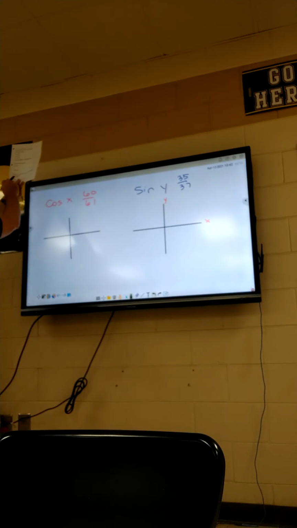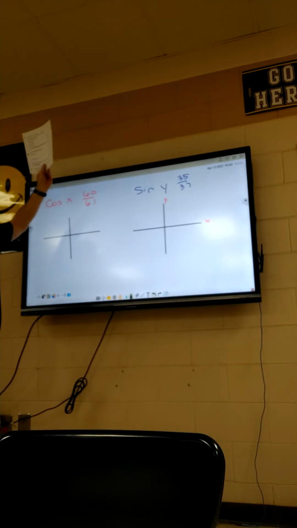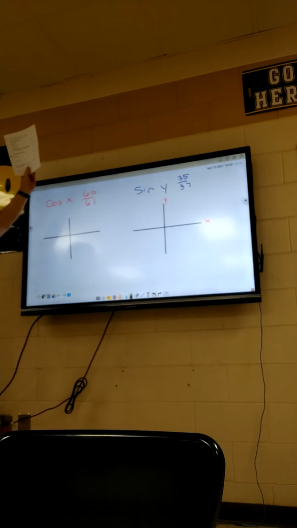Do y'all see where it says cosine of x is 60 over 61 and sine of y is 35 over 37? Brian and Hunter, y'all focus. Y'all see where it says that? All right, we've got to make a triangle for each one of these problems, and the good thing about that is we just did the triangle stuff before we went to spring break.